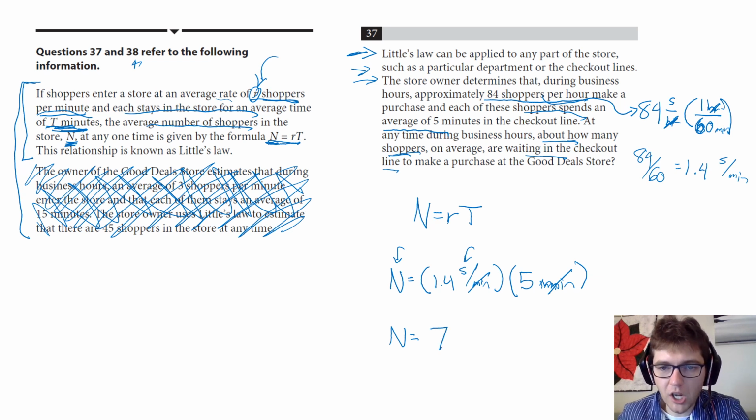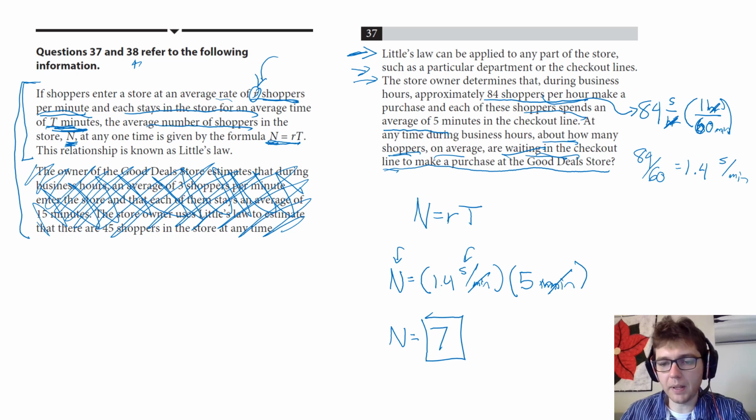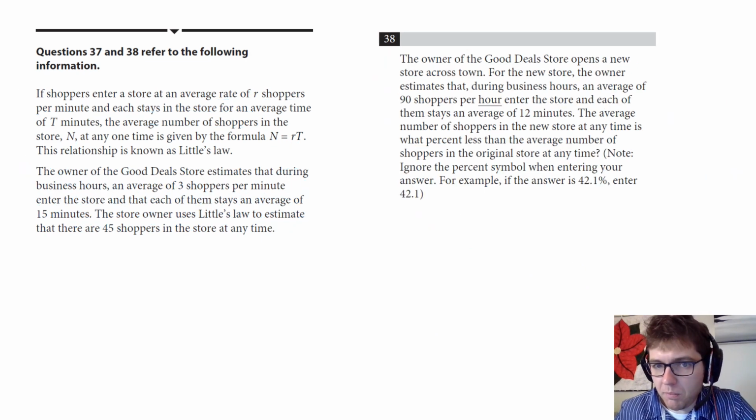So there are 7 shoppers on average waiting in the checkout line to make a purchase at a Good Deal store. That is what we're looking for. 7 is the answer that you would bubble in. Problem 38, we've made it to the end here.